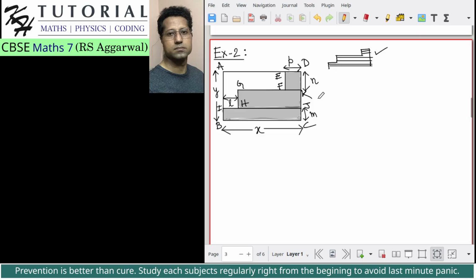Now how will I divide the shaded region into rectangles and squares? It will depend. Please mind that you have to appropriately divide the shaded region into rectangles and squares whose dimensions you know from the given dimensions. Obviously you will not divide it into rectangles or squares whose dimensions you don't know, because eventually you have to find the area of all those rectangles and squares.